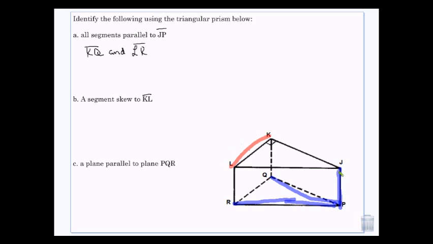Or LJ? JP. So if we look at these other lines, LR and KQ intersect, right? So it's not those. KJ and LJ also intersect. So it can't be those. And then RQ is parallel. So it has to be the lines that aren't parallel but don't intersect. So we have RP, QP, or JP.